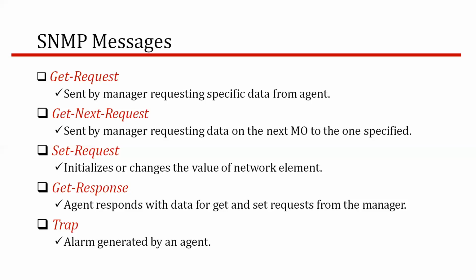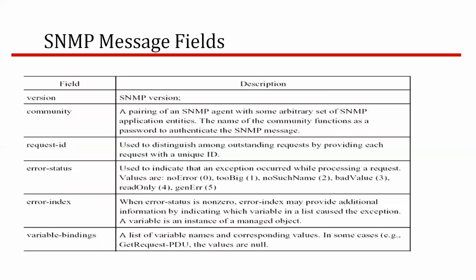Next comes trap. It is a notification event from agent to manager which is not requested by the manager. The agent itself informs the manager. That is, it reports an extraordinary event to the manager. These are some fields of SNMP message. The fields are version, community, request ID, error status, error index, variable binding, and the respective description is given.